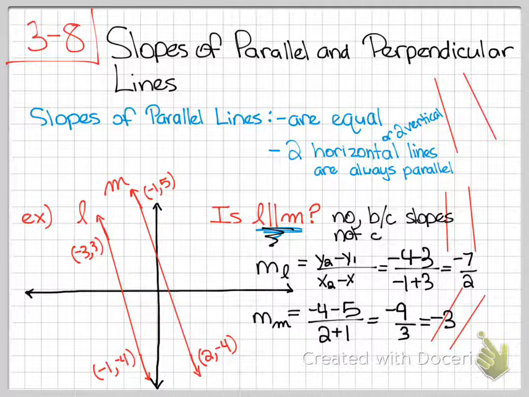So that's how we determine whether or not two lines are parallel. They have to have the same slope. If they don't have the same slope, it's not going to work.